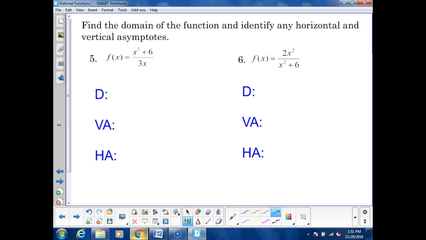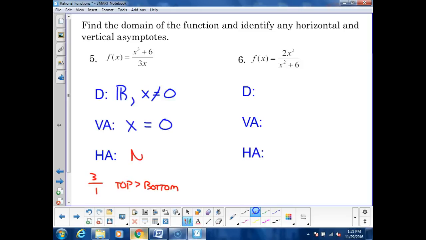Domain. Which means then that my vertical asymptote is x equals 0. Degree of the top, 3. Degree of the bottom, 1. Top is bigger, so that's a none case.